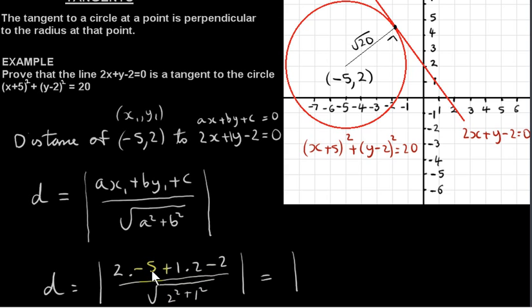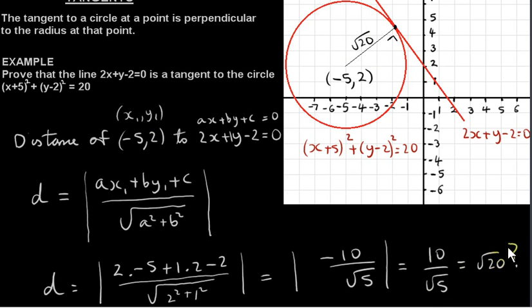So we get -10 plus 2 is -8. Minus 2 is -10. And we get root of 2² + 1. That's root 5. So we make this positive. We get 10 over root 5. Now, is this equal to the radius? The radius of this circle is root 20. That's what we have to prove.